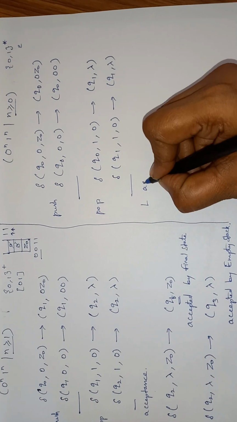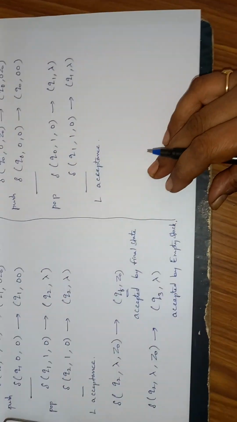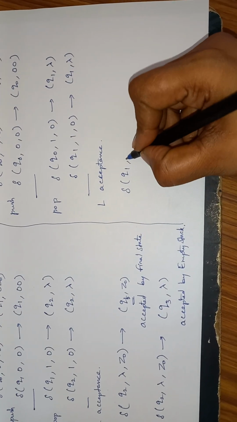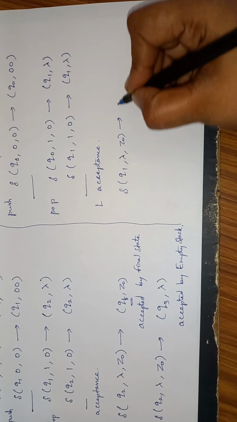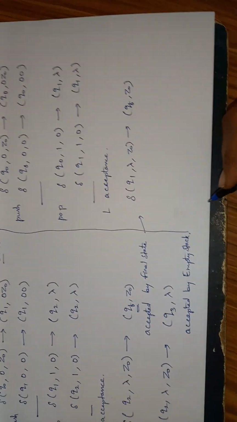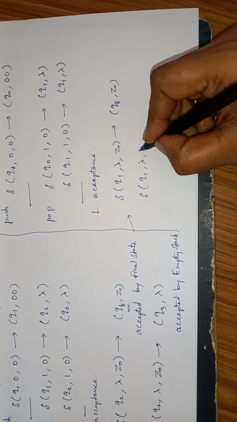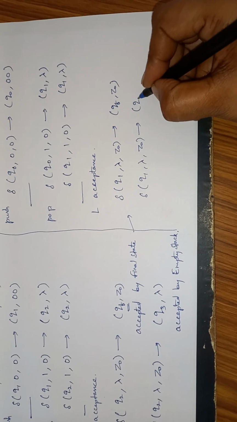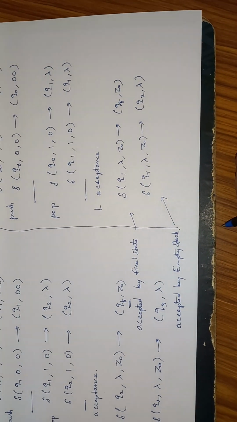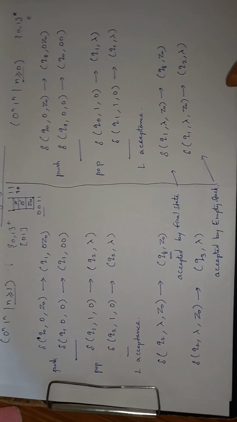Now next one is language acceptance. So we know it is of two types, same condition, but the state is q1 null z0 goes to qf comma z0, right? Same thing, accepted by the final state. Again q1 null z0, now it is q2 comma null. Now this is accepted by empty stack, right? Now what is the difference you are finding in both these conditions?